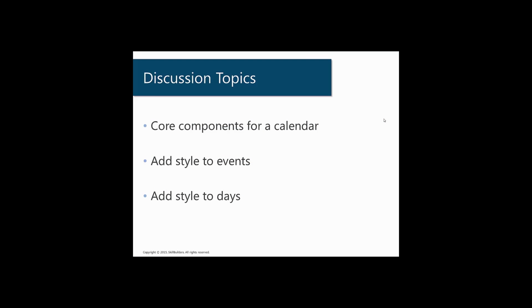We're going to be kind of covering the core components of what you need before you create a calendar. We're going to be talking about how you can adjust the styles of an event, and to clarify, an event is going to be basically an entry in our calendar. So anywhere where you see something kind of pop up in our calendar, we're calling that an event. And then lastly, we're going to talk about how to style the days of your calendar. So in other words, the actual Monday, Tuesday, Wednesday, those boxes on your calendar.